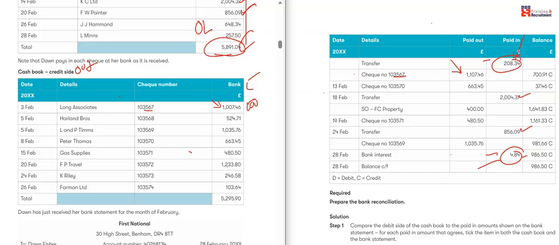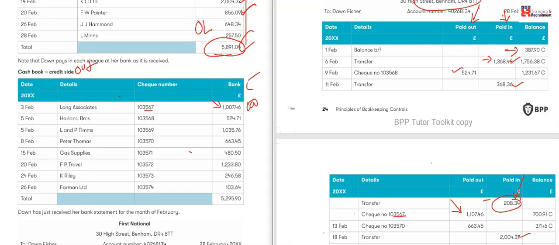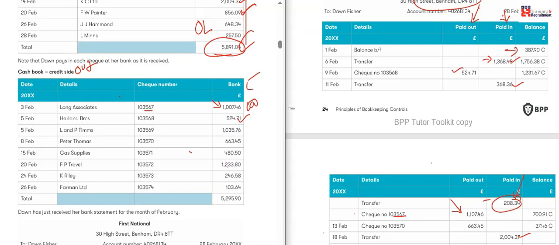Can we see more? 524 on the credit side of your cash book. 524. Can I see this? Yeah, there you go. 524 here, 524 there. Tick. 1035.